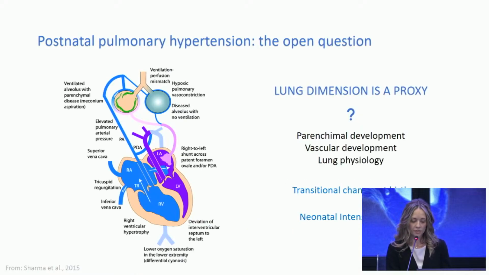However, despite great advances in prenatal and postnatal characterization of the disease, none of these markers provides the clinician with a completely reliable tool for prognostication, and this is particularly true for pulmonary hypertension. In fact, measuring the size of the lung is only an approximation of lung development. What about vascular development, and what about physiology of the lungs? In addition, we have to consider that all transitional changes at birth and ongoing neonatal intensive care make prognostic prediction of these patients even more challenging.